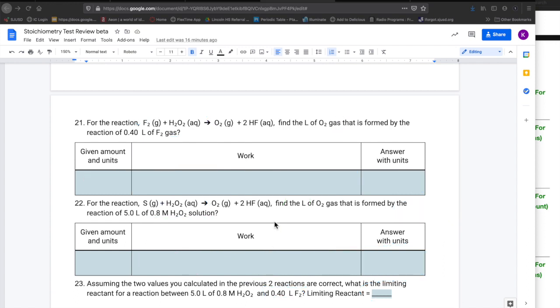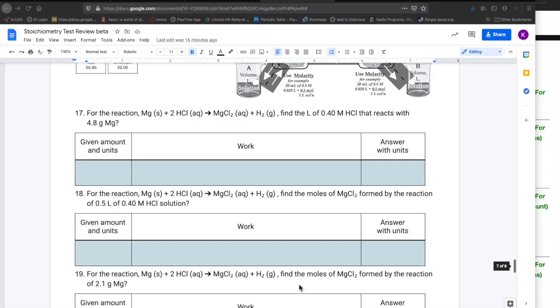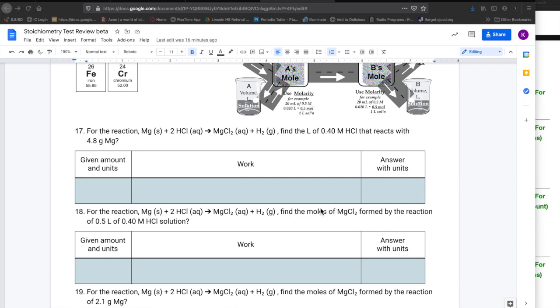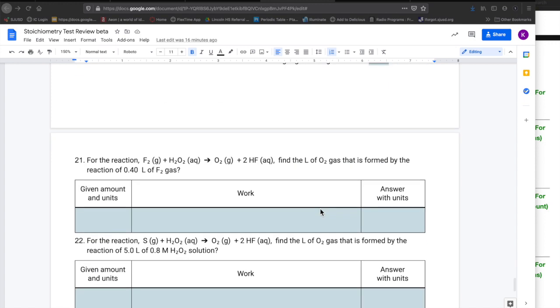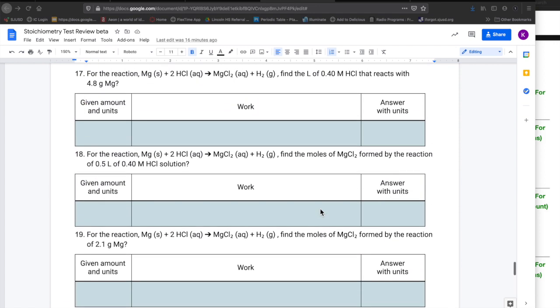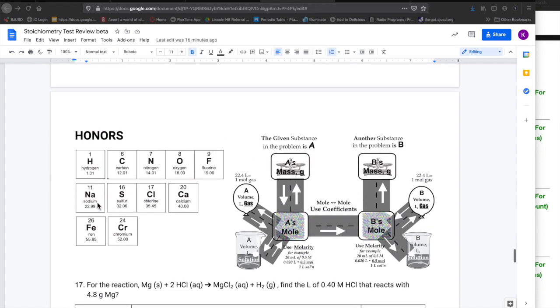You're just given 2 problems that end in the same way. This one took 2 steps, but remember up here, we found the moles. It was a 2-step problem as opposed to a 3-step problem. You can even have a 1-step limiting reactant problem that you can do. And then you just compare them, and you go back to the reactant to see what the limiting reactant is. All right, that's the end of the review.